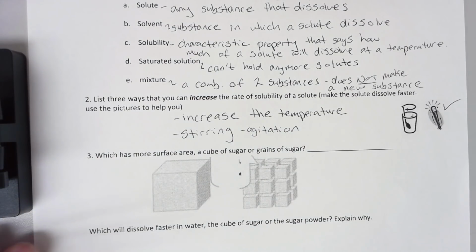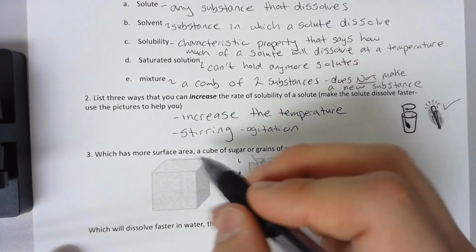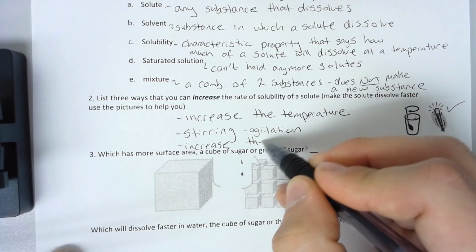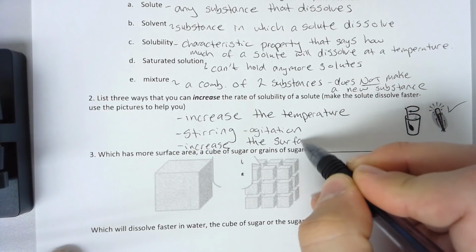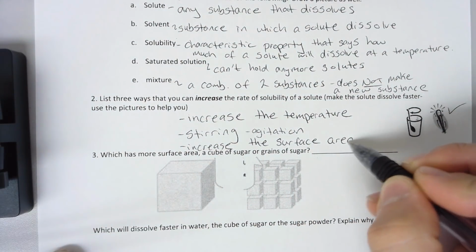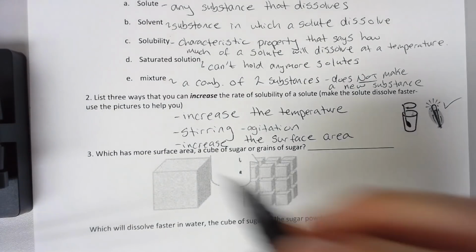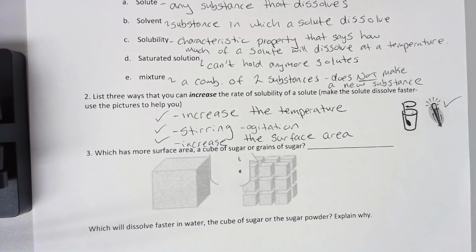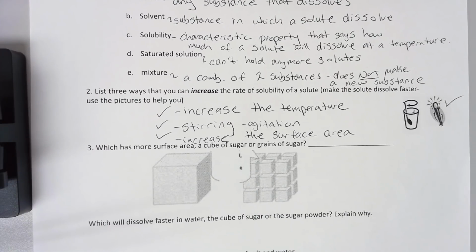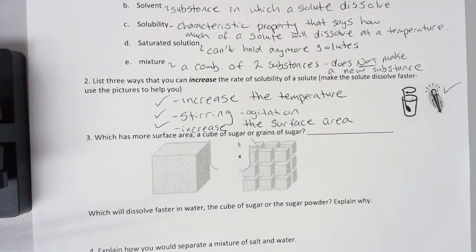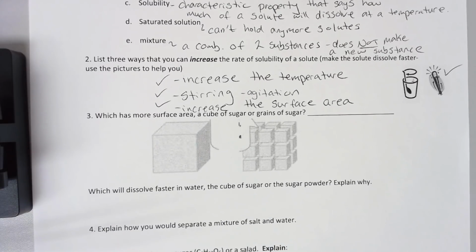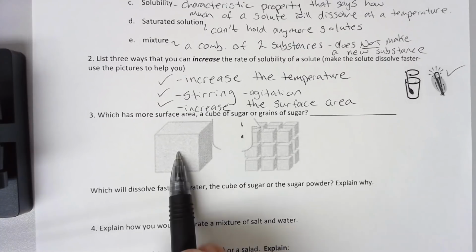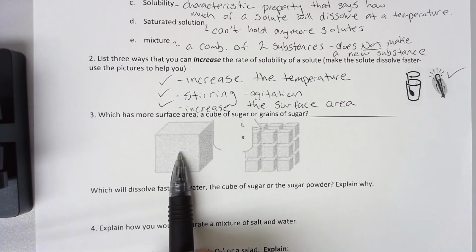And the last one, which we'll talk about in question 3, is you can increase the surface area. And we'll talk more about that one with question number 3. But you need to know, if I wanted to make something dissolve faster, these are the 3 things I can do to increase the rate of solubility. Question 3. Which has more surface area? A cube of sugar or grains of sugar?